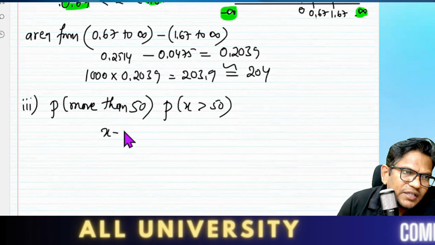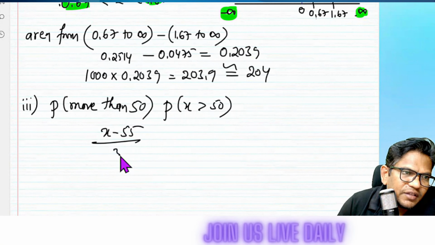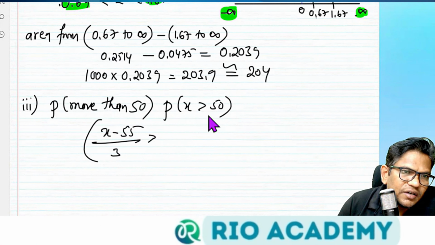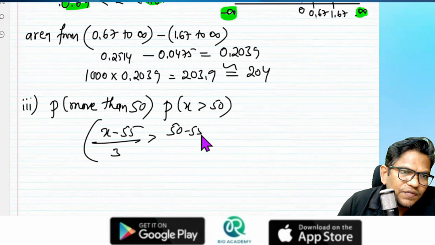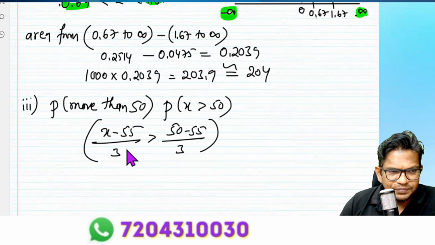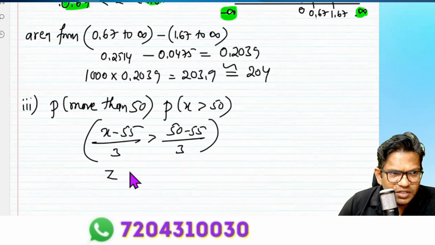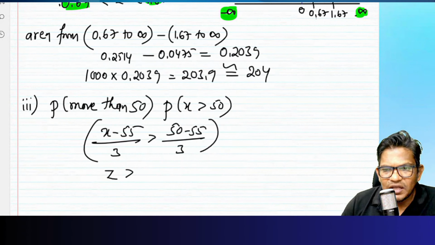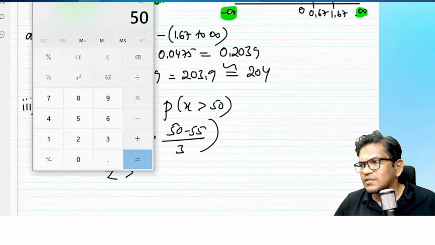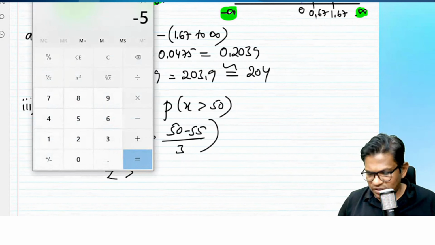X minus 55 divided by 3. Right? And it says more than 50, so 50 minus 55 divided by 3. Tell me, this will be your Z greater than 50 minus 55 divided by 3. How much will it be? 50 minus 55 divided by 3.